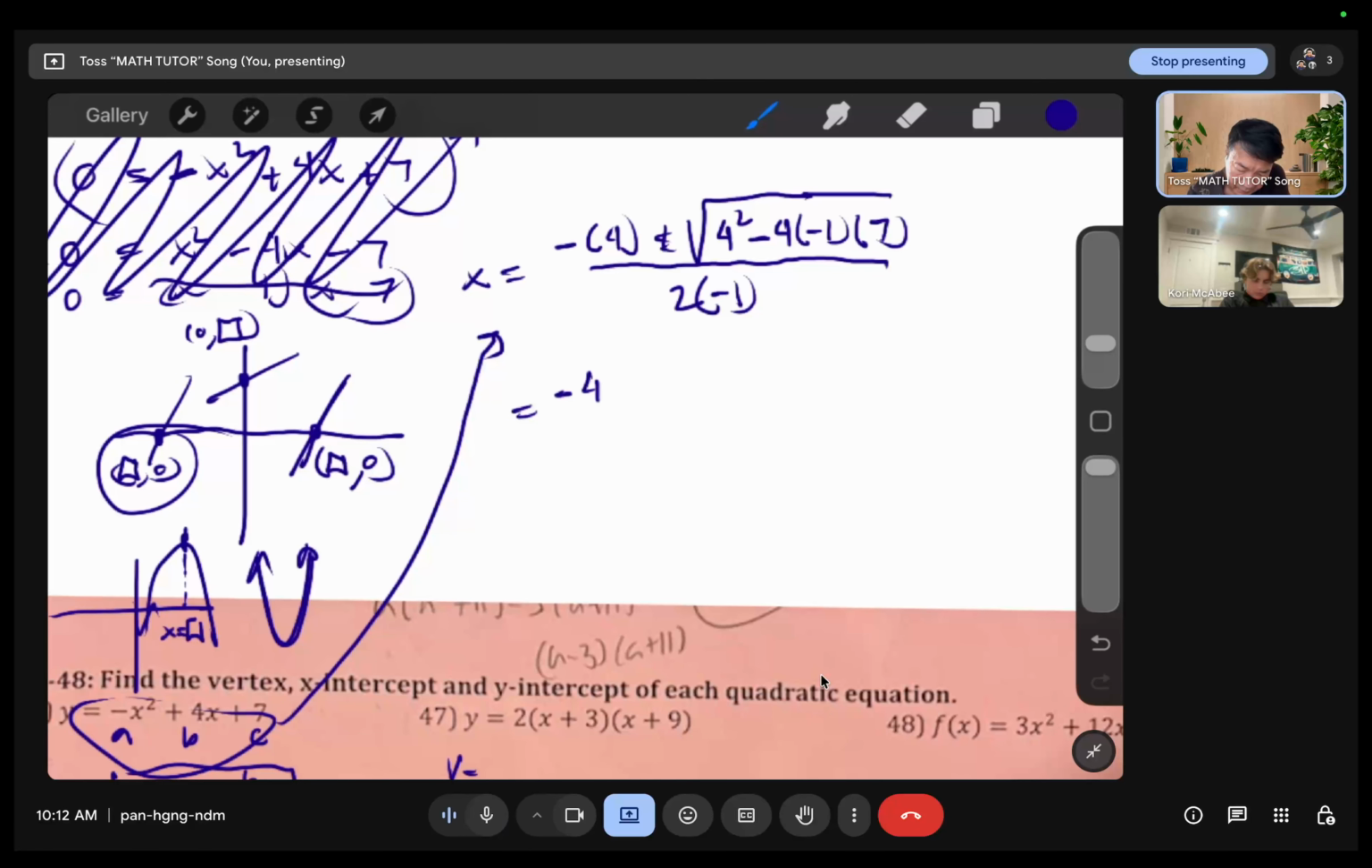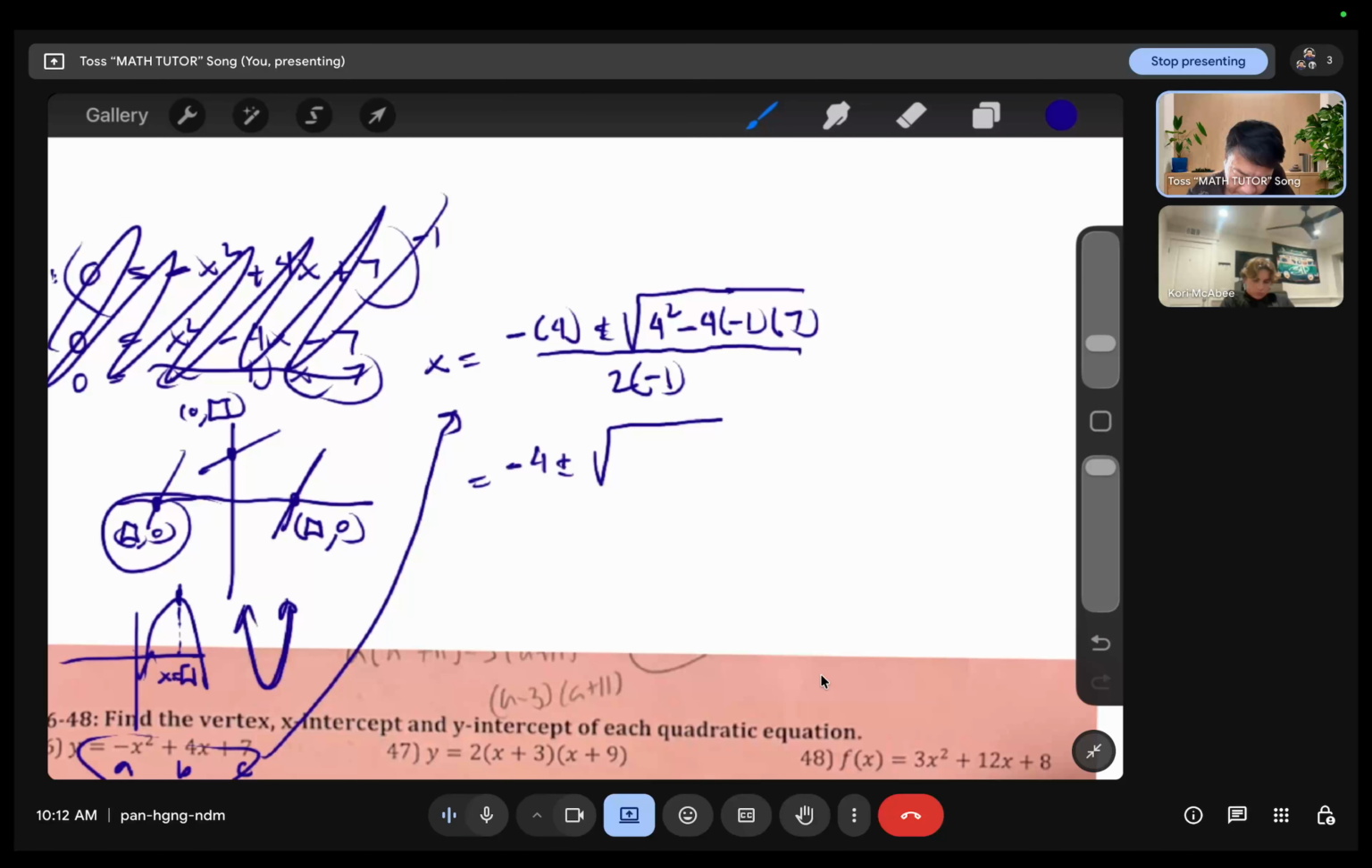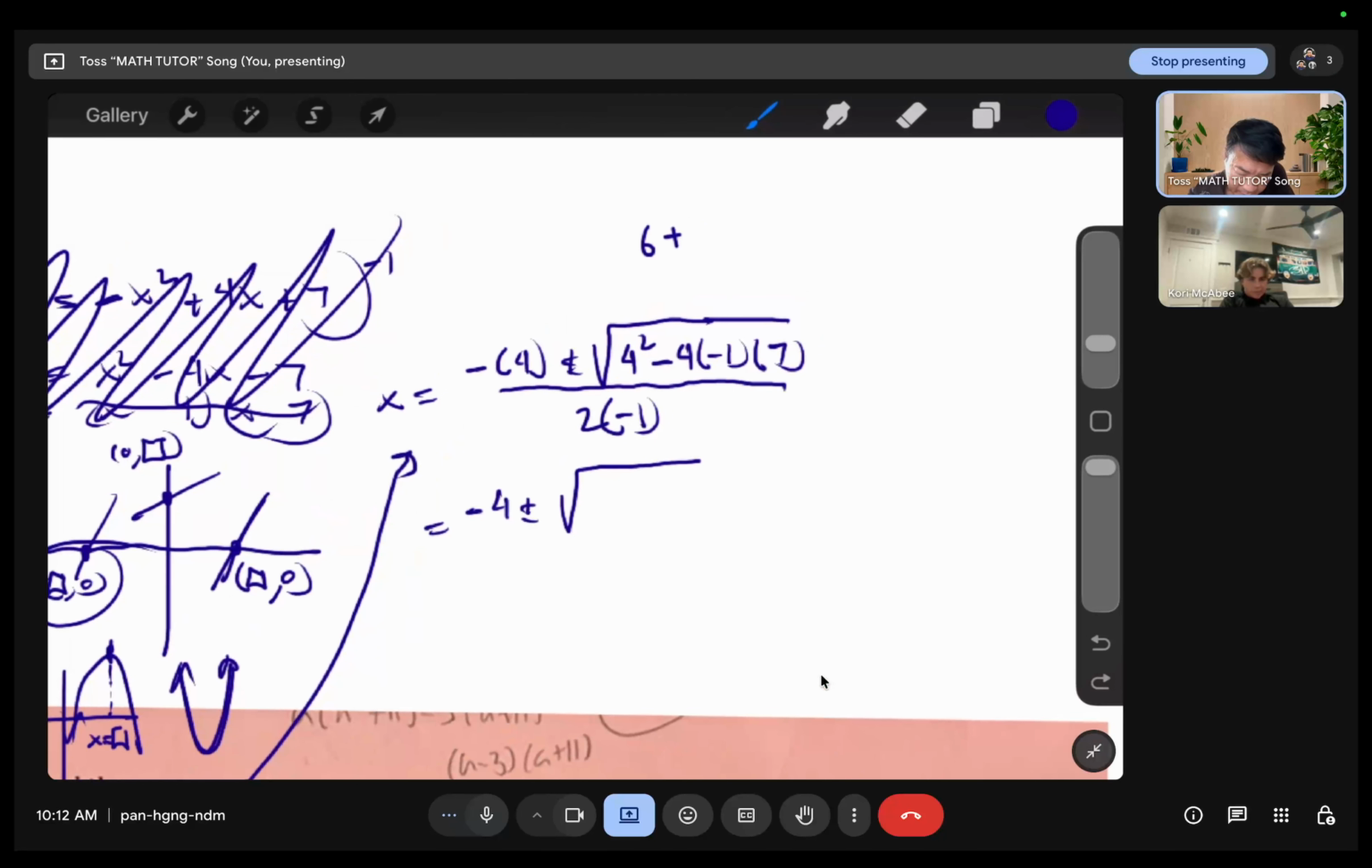It'd be negative 4 plus or minus a root. So it's a 16. 16, I'll write up here so I don't have to write too many roots. 16 minus, it's a plus this time, good. Negative 4 times negative 1 is a plus 4 times 7, 28. So let's see, what is that? 34? I think, double check. Yeah.